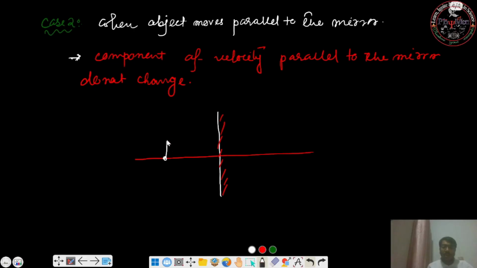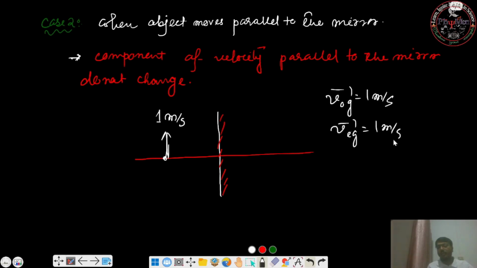I have an object and it is moving along this direction with some velocity, suppose 1 meter per second. Then if the velocity of the object with respect to ground is 1 meter per second, the velocity of the image with respect to ground will also be 1 meter per second. And it is independent of the mirror velocity. If the mirror velocity is, say, 2 meters per second parallel to this, and if both velocities are parallel, then it is independent of the mirror velocity.